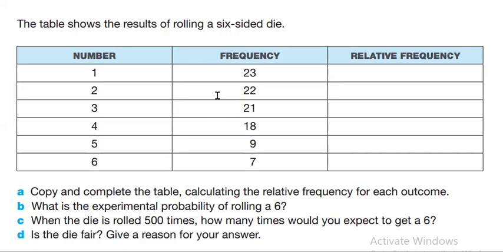So basically, the frequency means what? It means how many times did it land on that face. So it landed 9 times on number 5. It landed 7 times on number 6.